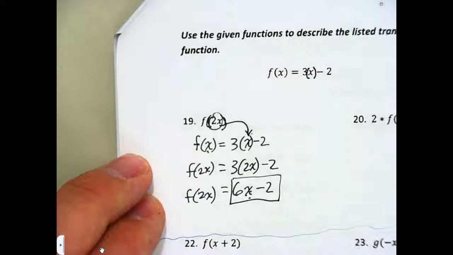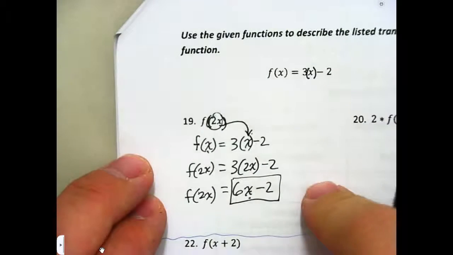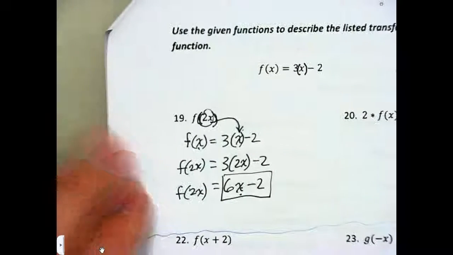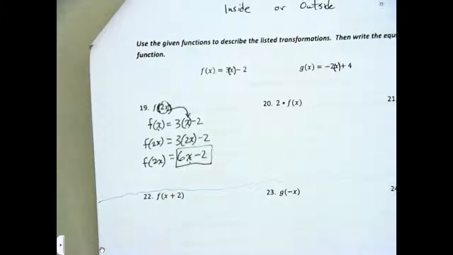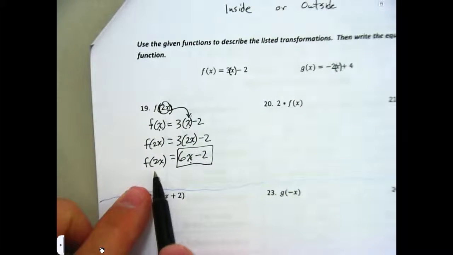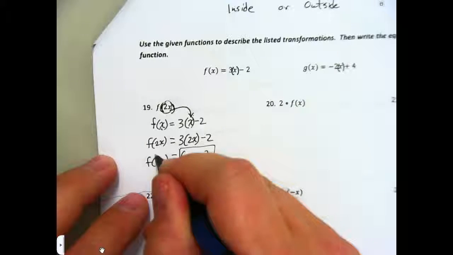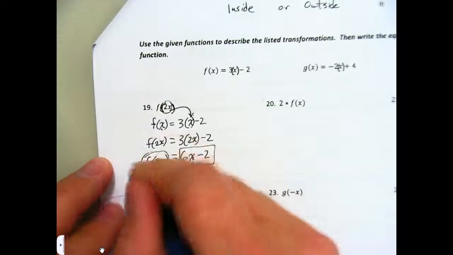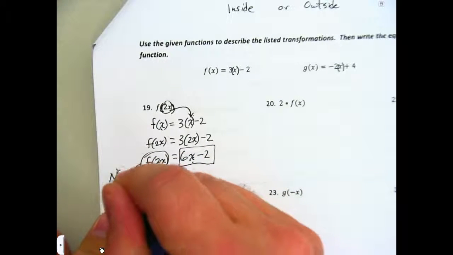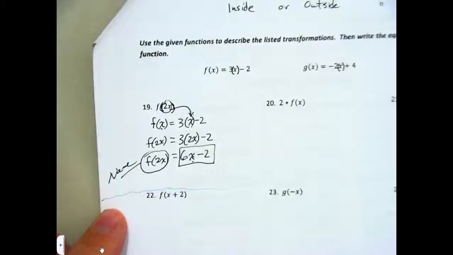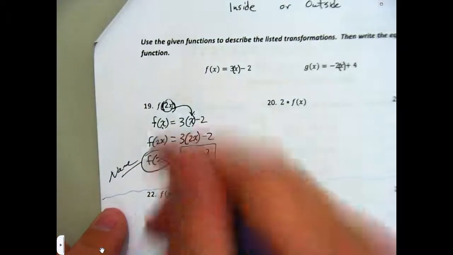How many got it right? How many understand it a little better? Okay. No, remember, this is a name. There's no math going on here. Guys, that is one of the hardest things for some of you to get. This is a name. You do not do any math right there. Its name is f of 2x.